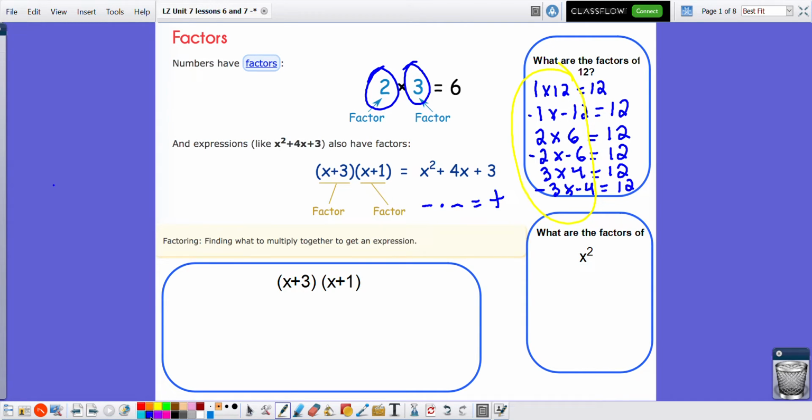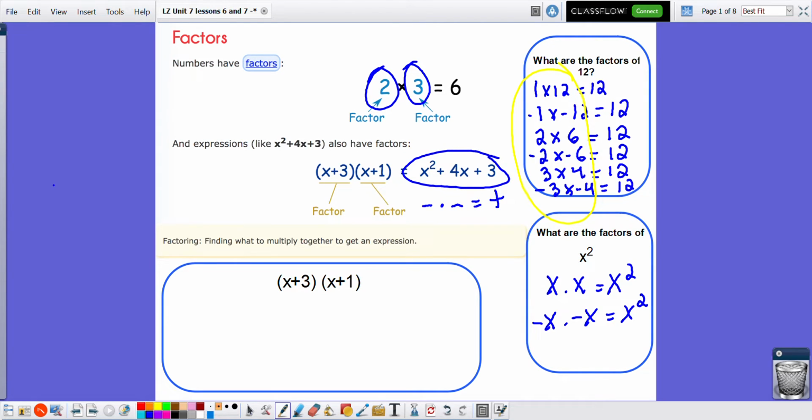So here we have x squared. What can we multiply to get x squared? x times x equals x squared, and also negative x times negative x equals x squared. So here we have the factors of this equation.